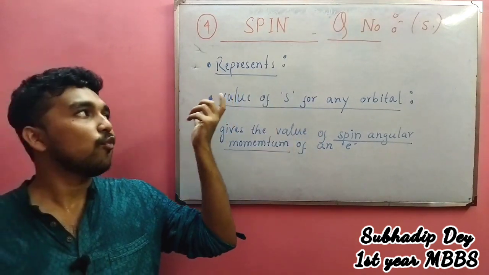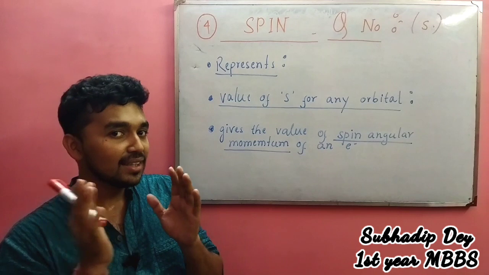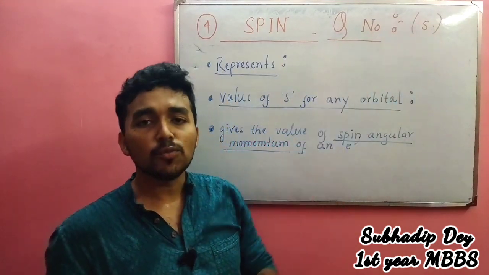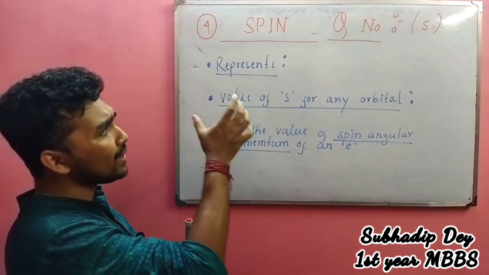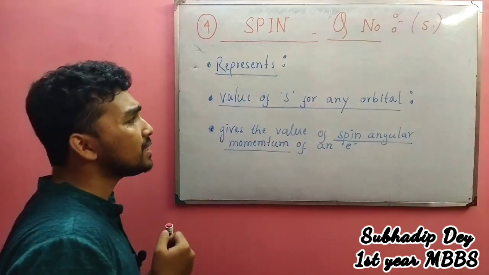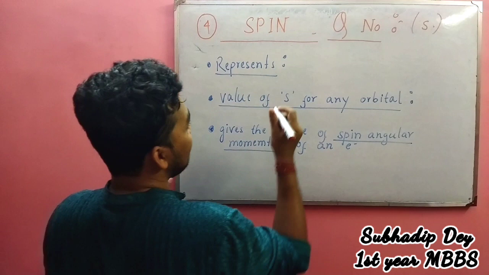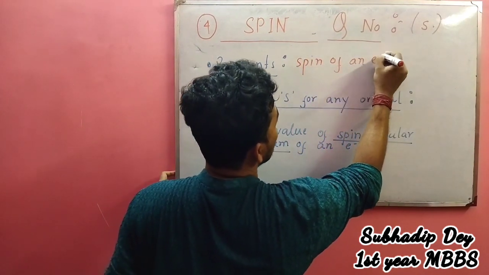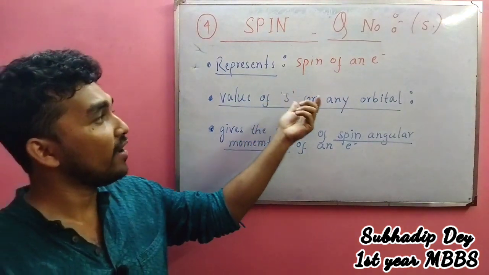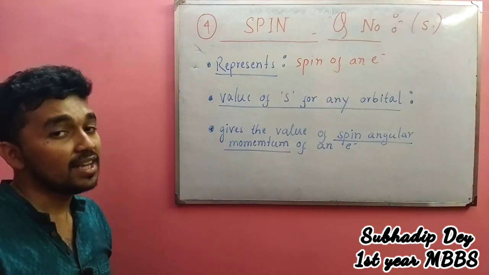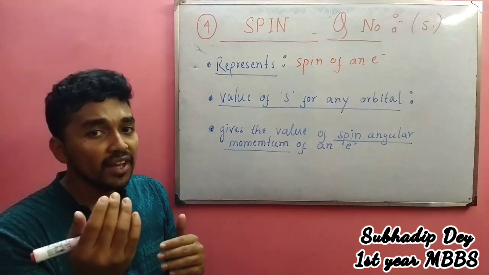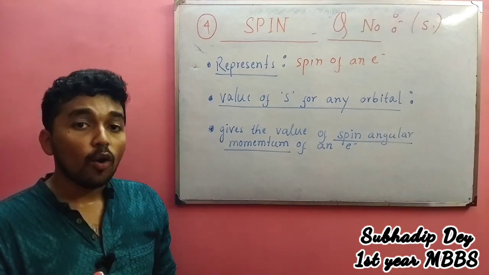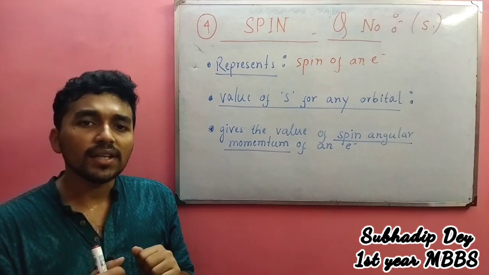So it is the fourth type of quantum number and the last type. Spin quantum number is denoted by small s. Now what does spin quantum number represent? It represents the spin of an electron. अभी इसका मतलब क्या हुआ? See, electrons are always moving. The spin can be in the clockwise direction or maybe in the anti-clockwise direction.